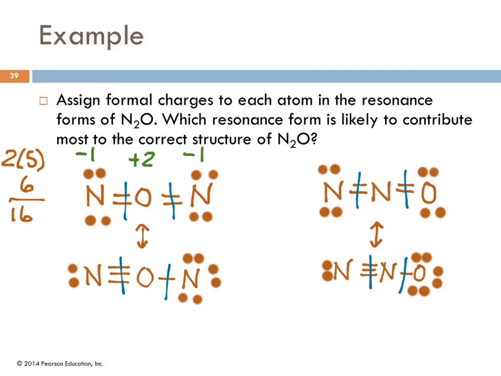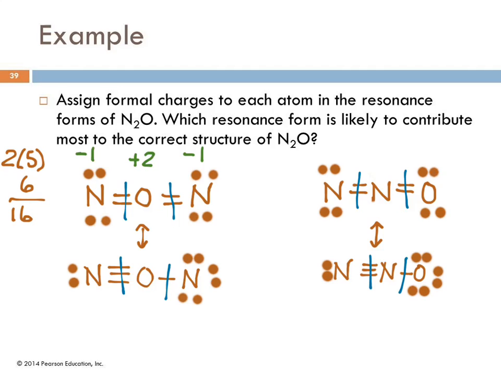The formal charges on a neutral atom always add up to 0. If they don't, you did something wrong. So -1 plus 2 minus 1 adds up to 0. So that's a little check. Looking at the formal charges, is that a great Lewis structure? No. We'd like to see if we can get zeros.